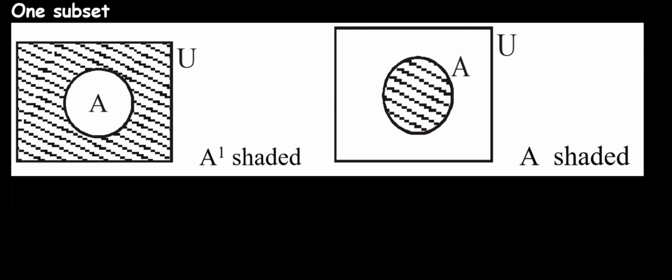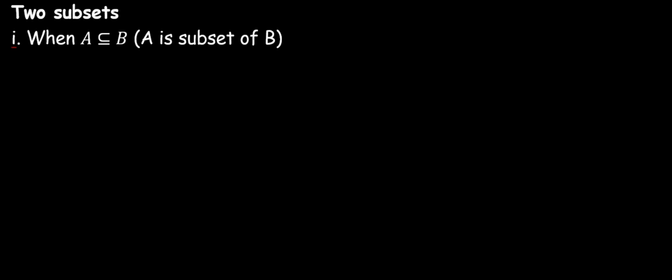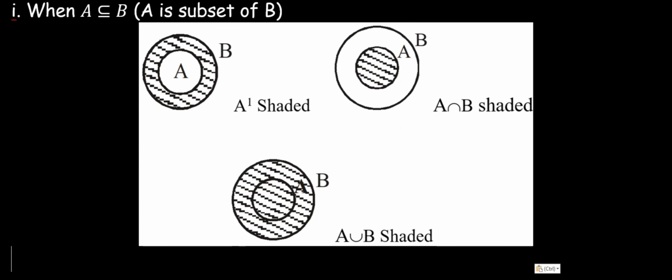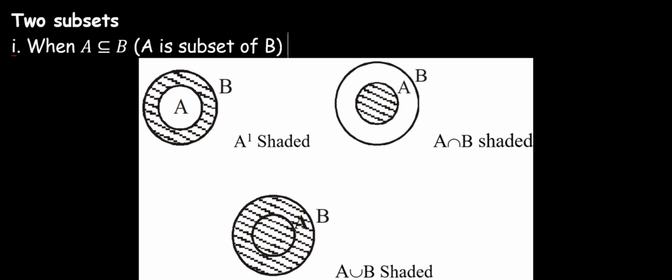Next, let's take two subsets. In the first case for two subsets, A is contained inside B, that is, A is a subset of B. When we have a case where A is a subset of B, the different relationships are shown by the diagrams below. First, we have A prime. In the first diagram, you see A prime is shaded. It means anything outside A but within the B subset.